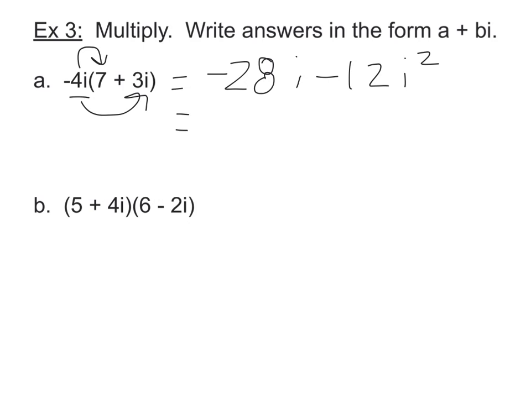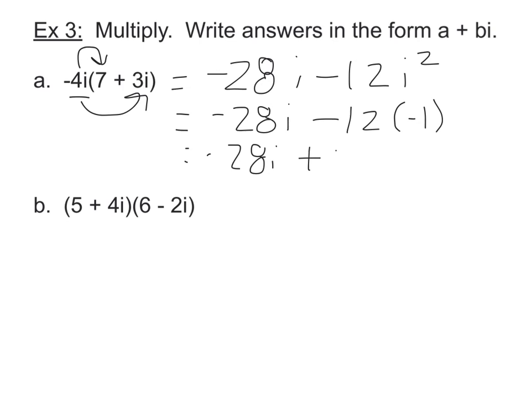Now we can simplify a little bit further. The negative 28i we can't do anything with, but recall i squared is equivalent to negative 1. So when we do that, we get negative 28i plus 12. And lastly, we do want to be in that form of a plus bi. We recognize that 12 is our a, that's our real part.